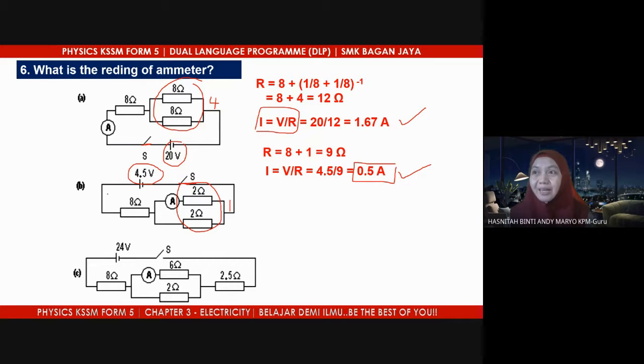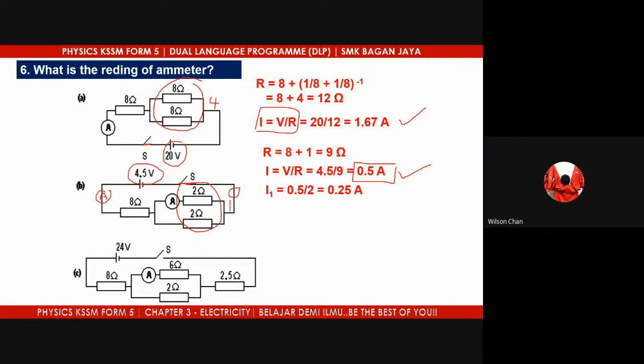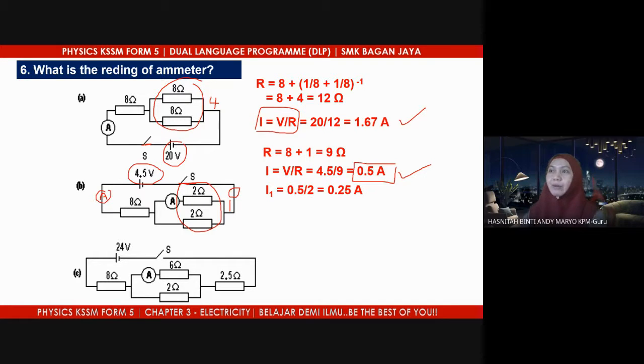So when you get 0.5, this is not the end yet. This 0.5 is what you get if you place the emitter here. Okay, 0.5. Or you place the emitter here. Yes, this one 0.5. But now the emitter is placed in this branch. So we have to settle it. How do we find it here? So 0.5 divided by 2. So you understand our main current flow is 0.5.